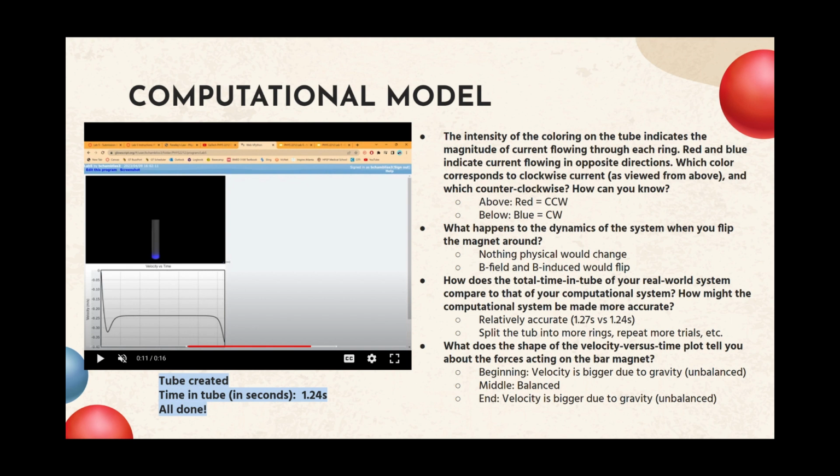And then, how does the total time in the tube compare to our real world system? So it's pretty accurate. It's only off by 0.03. We can make this even more accurate by splitting the tube into more rings, repeating more trials, etc.